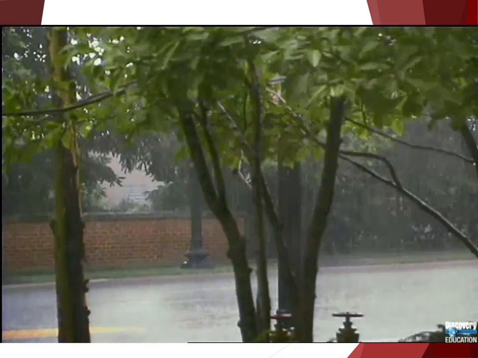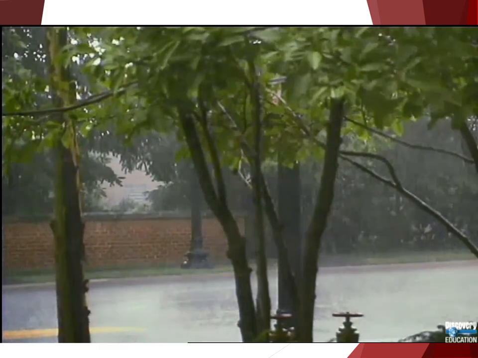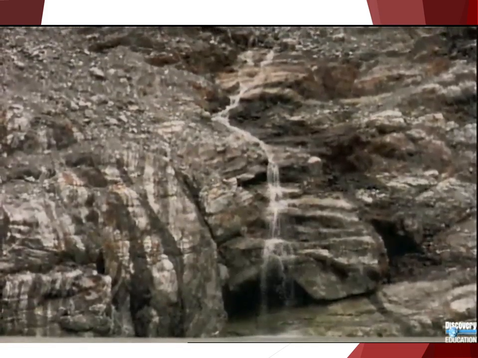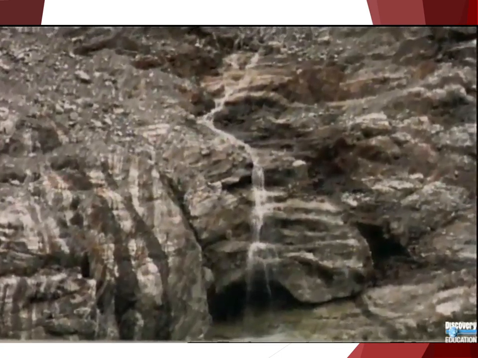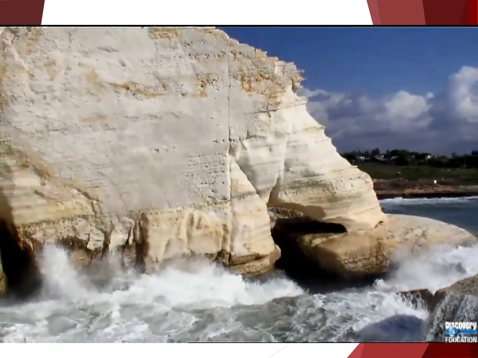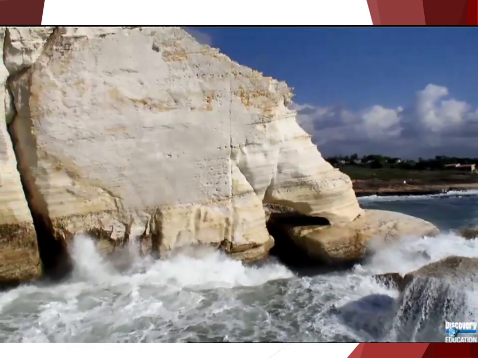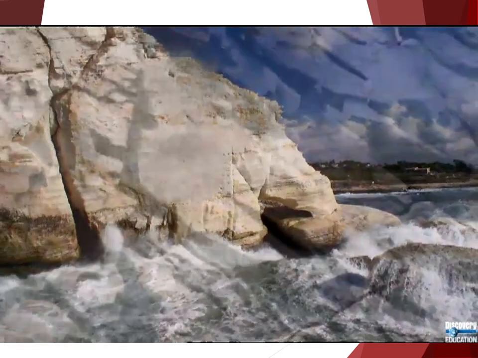Chemical weathering involves the chemical change of the minerals in the rocks. Water is a mild solvent, and rainwater falling on the rock will dissolve microscopic particles. Some rocks, like granite, are very hard, and little is dissolved. But others, like limestone, dissolve easily.